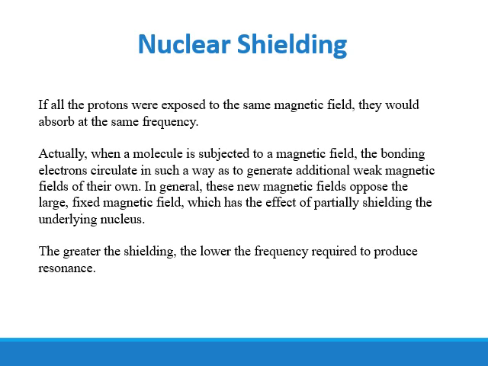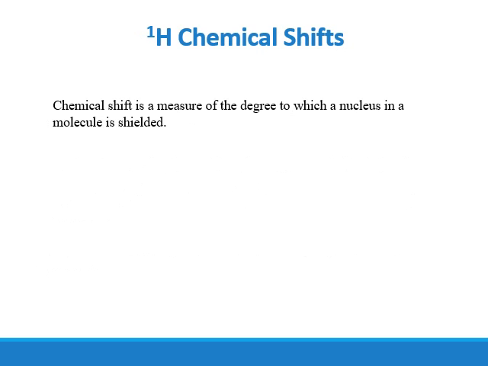frequency. Actually, when a molecule is subjected to a magnetic field, the bonding electrons circulate in such a way as to generate an additional weak magnetic field of their own. In general, this new magnetic field opposes the large fixed magnetic field, which has the effect of partially shielding the underlying nucleus. The greater the shielding, the lower the frequency required to produce resonance.